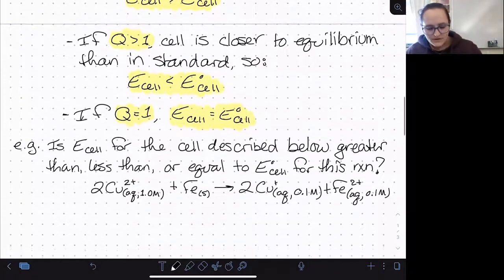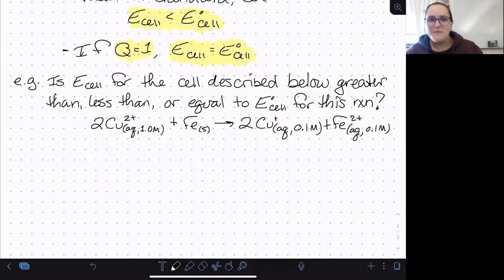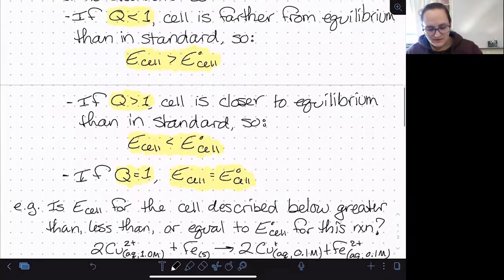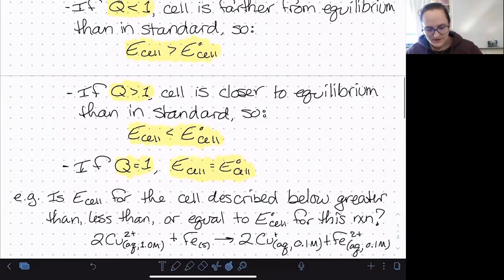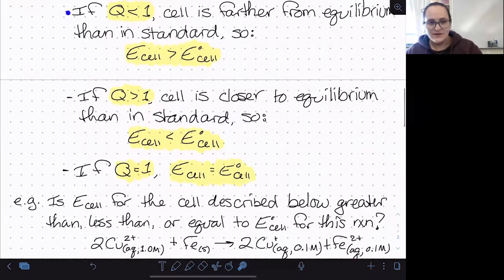So what we're going to need to do here is to write the equilibrium expression, calculate the value of Q, and figure out which of these situations we're in. If Q is less than one, E cell is bigger. If Q is greater than one, E cell is smaller. If Q is equal to one, then they are the same. So pause here, take a minute, and try to solve that on your own.